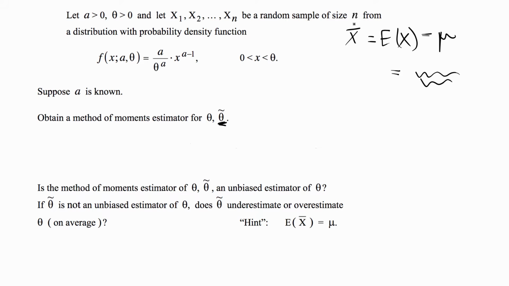So we're going to have something with the sample mean on the left-hand side and theta tilde on the right-hand side, and that's our estimator. And then for the second part, we take the expected value of this, and if it equals just theta at the end, then it's unbiased. So let's go ahead and do the problem.